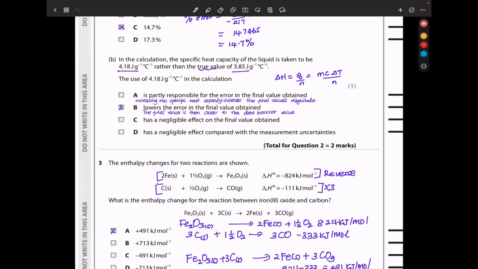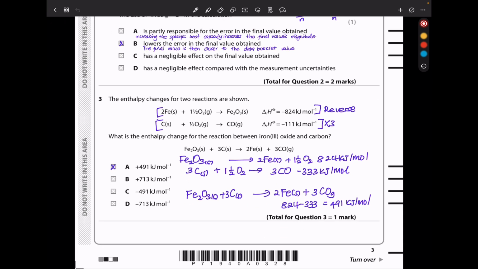So this is going to lower the error, meaning the difference between this calculated value and the data booklet value is going to be less. So it's going to lower the error in the final value obtained. So the answer should be B.